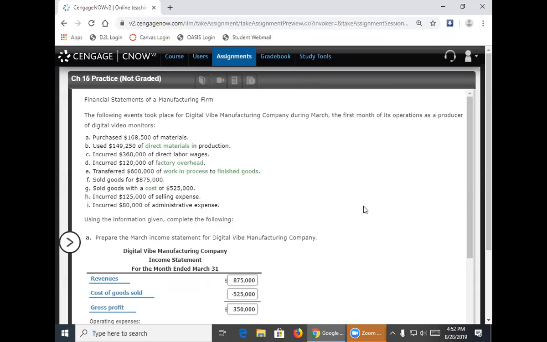So materials, work in process, and finished goods. Basically, they give us some stuff here. In their little A through I, they give us what we've purchased, what we've used, and all of that. Anytime we make purchases, we purchase materials, that gets debited to this raw materials or materials account. So part A, we purchased 168,500.